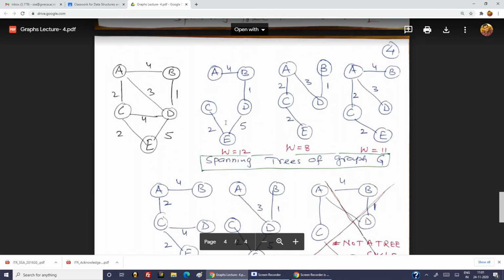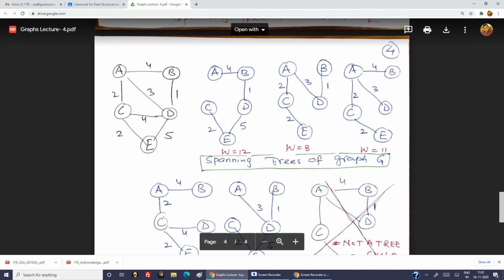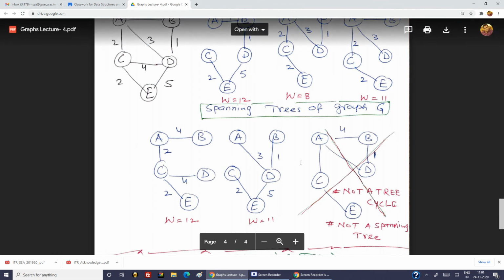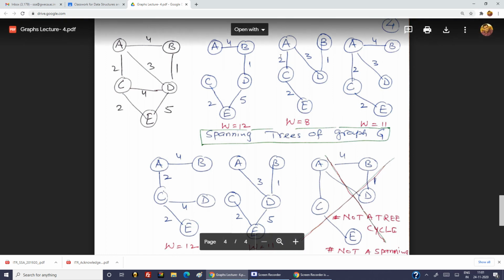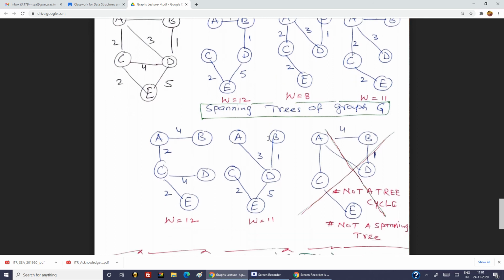So if you add up these weights, you will find that the weight of this spanning tree is 12, the weight of this spanning tree is 8, the weight of this spanning tree is 11, the weight of this spanning tree is 12, the weight of this spanning tree is 11. You can see that we can calculate or sum up the edge weights for the weight of a spanning tree. So you can find many spanning trees of a graph, but their weights are different. So I hope that you are now getting the point.